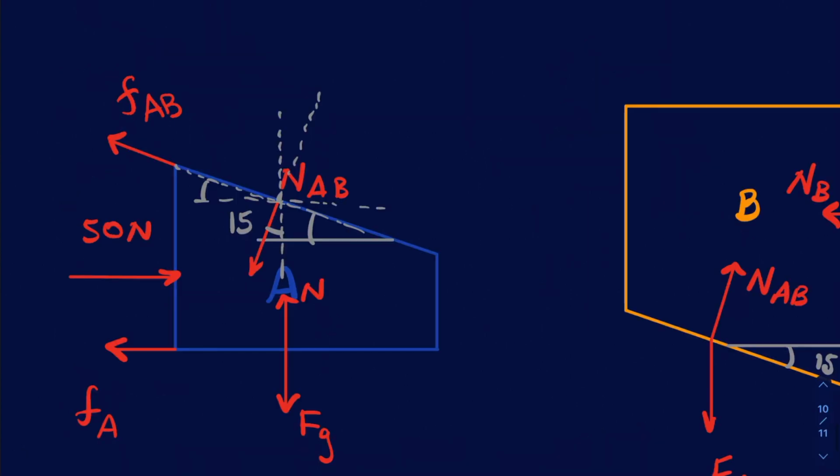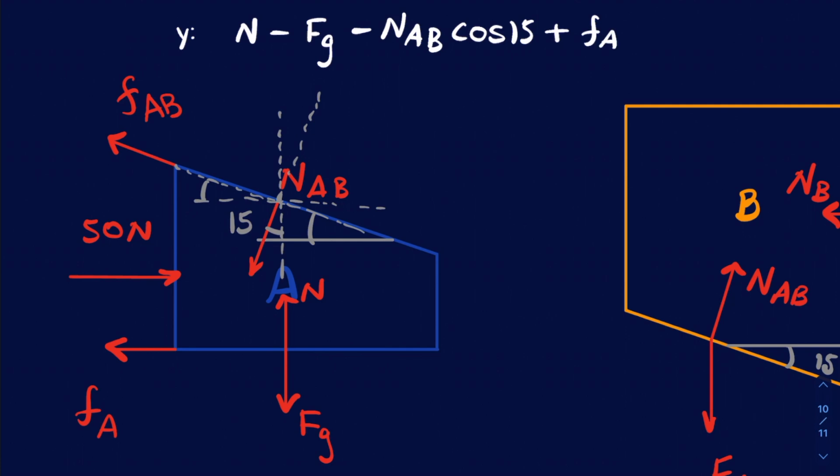So in the y direction, we have the normal force acting in the positive y direction. Then we have the force of gravity acting in the negative y direction. And then we also have the normal force of AB and the friction force of AB, but we need to multiply those by the angles as well. So in the negative y direction, we have NAB multiplied by the cosine of 15. And in the positive y direction, we have FAB times the sine of 15.